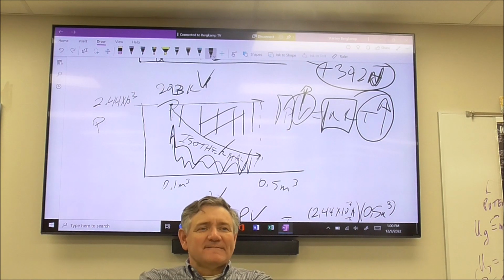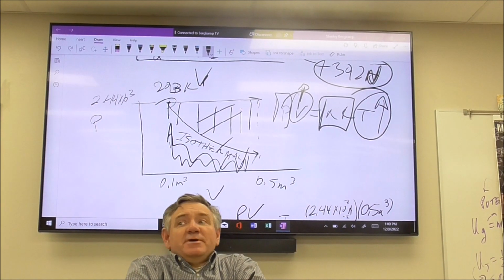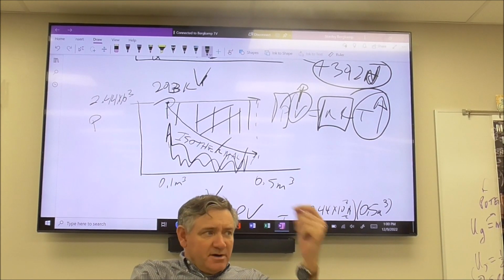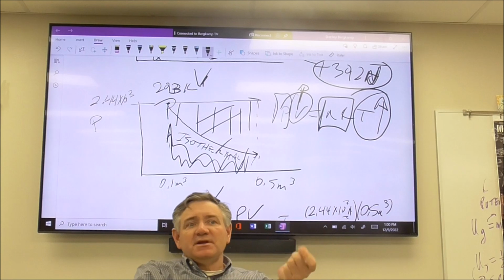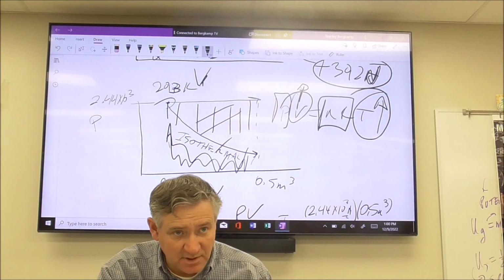Why? Because it's the whole rectangle. Yeah, it's a bigger area. Look at it. It's a bigger area. So it takes more work to do an isobaric expansion than it does to do an isothermal. Now, here's what this would look like.